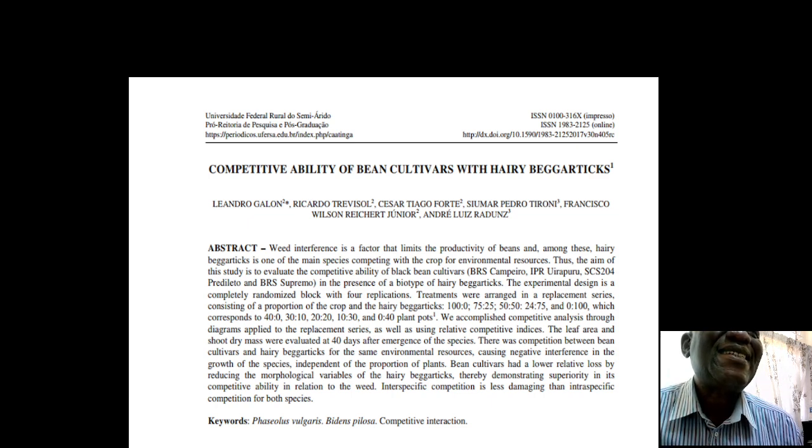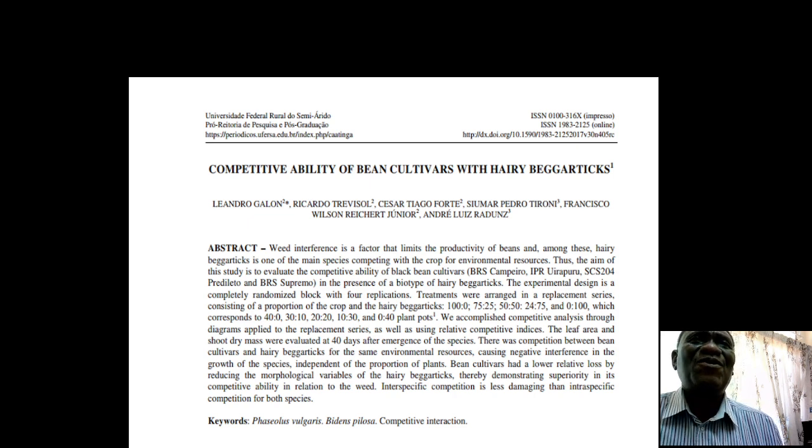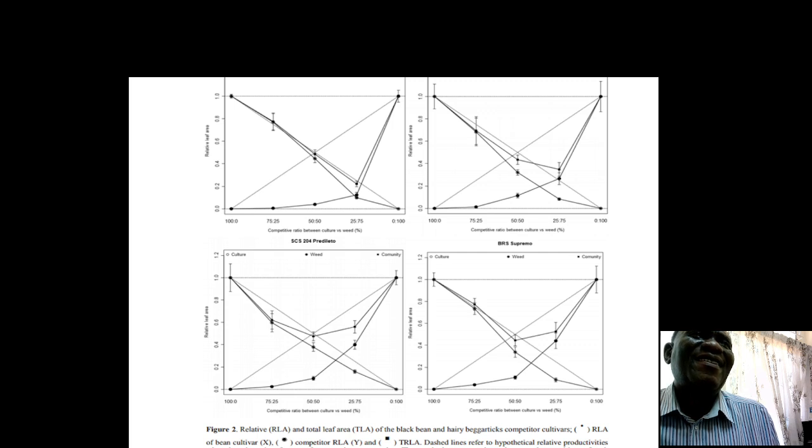Competitive ability of bean cultivars with the hairy beggar ticks. This is Bidens pilosa. Competition with bean cultivars, where you want to find the cultivar which is tolerant to this weed. Again, a lot of concaves there, antagonism.